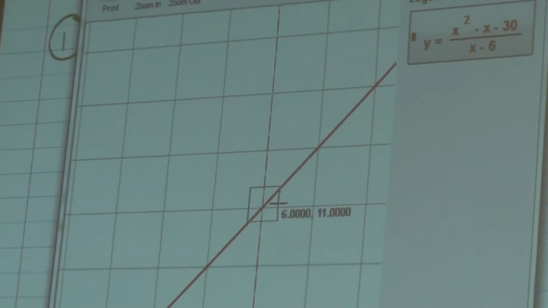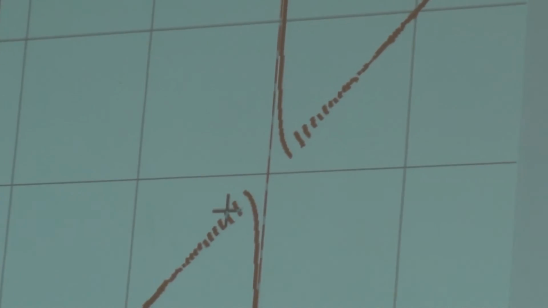Are folks excited about this? There's the hole. Is that not amazing? Someone just got proof wrong.